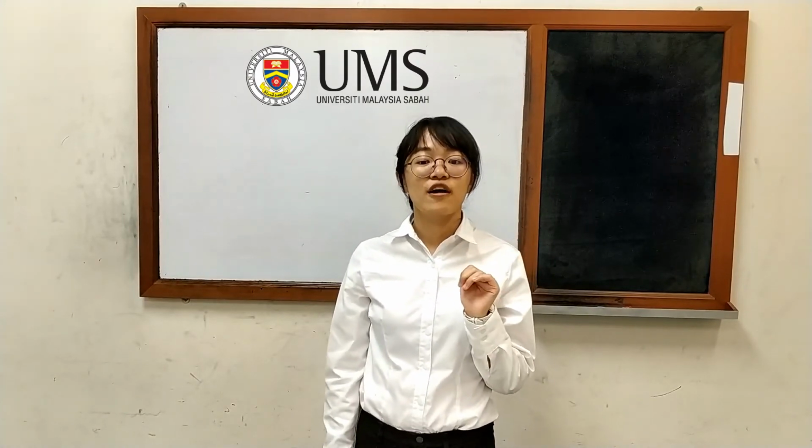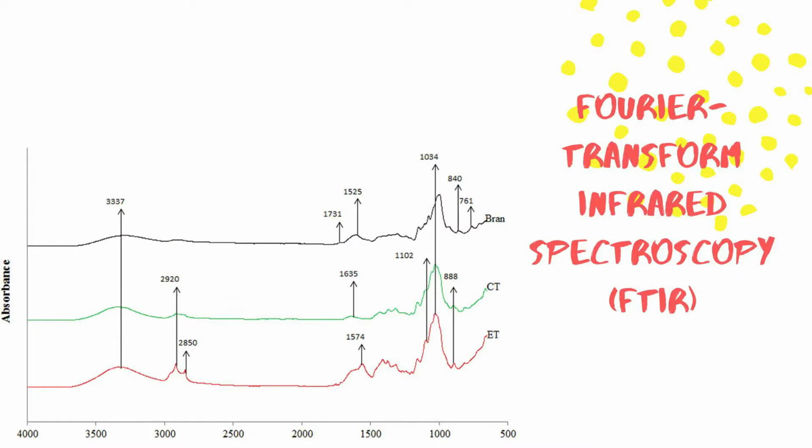For FTIR, the functional groups present in the sample can be analyzed. The main FTIR bands that will be observed in the FTIR spectra of the bran and cellulose are shown.